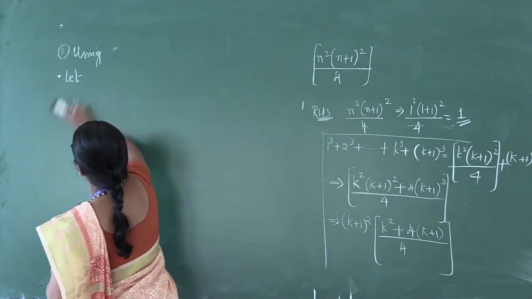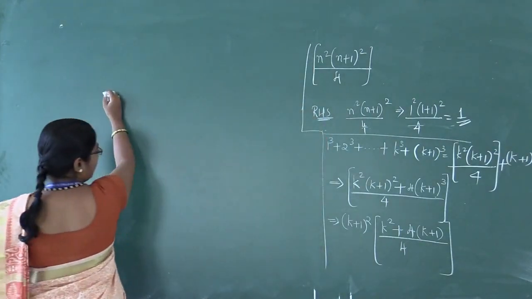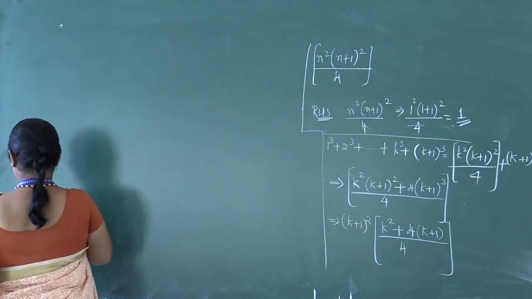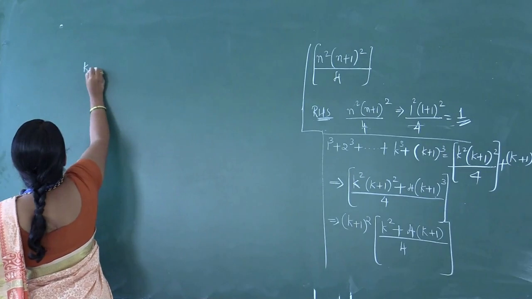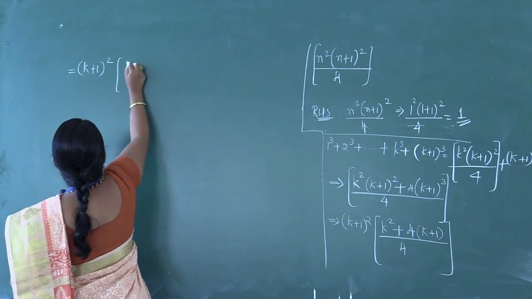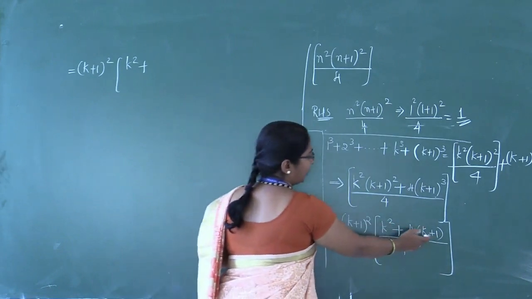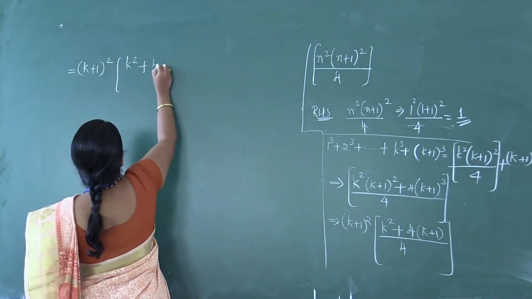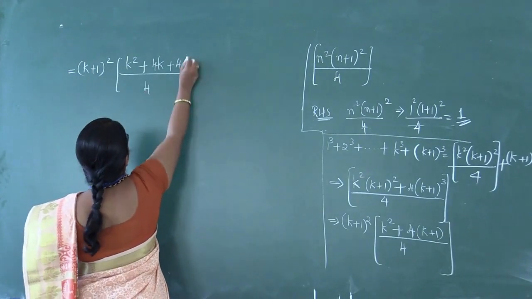Now, in the numerator, I have k square plus 4 into k plus 1. This is k plus 1 whole square, RHS part, into k square plus, start multiplying. 4 into k is what? 4k, plus 4 into 1 is 4. So k square plus 4k plus 4, whole thing divided by 4.